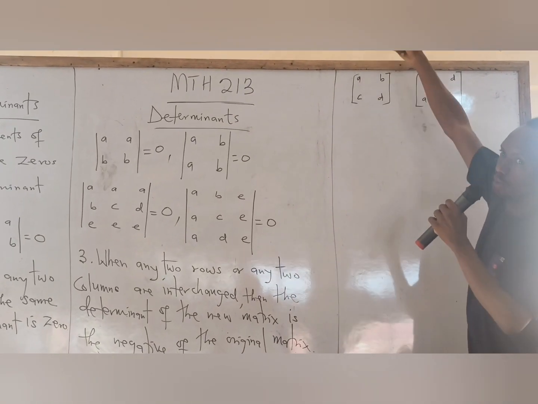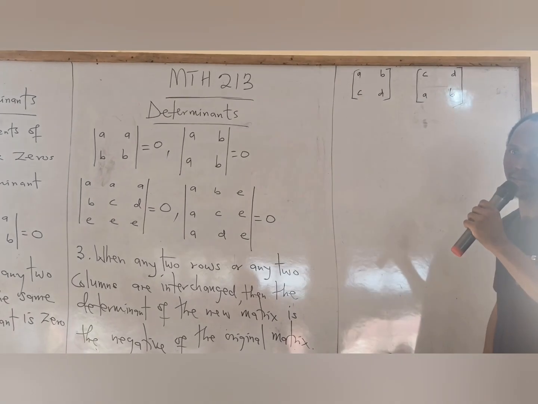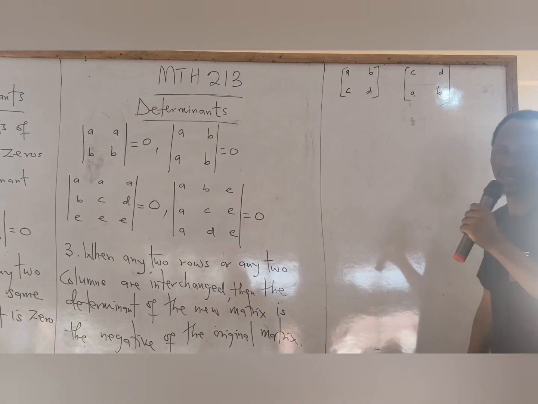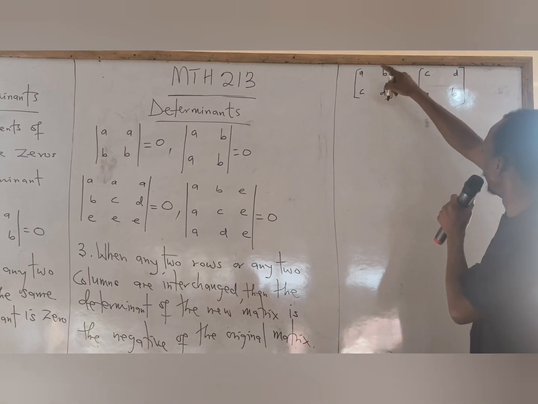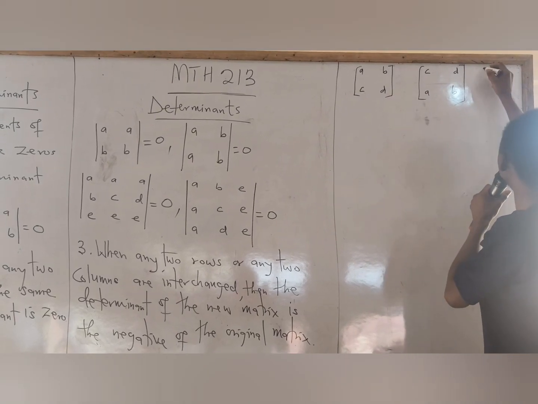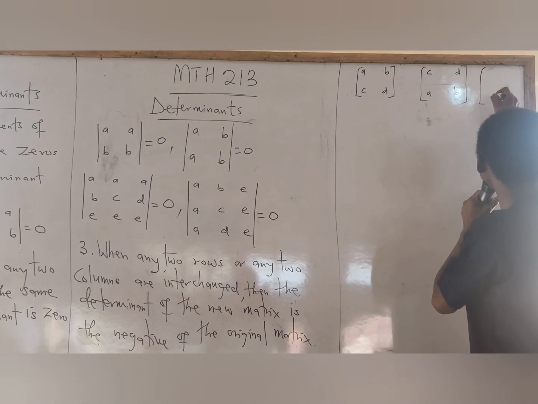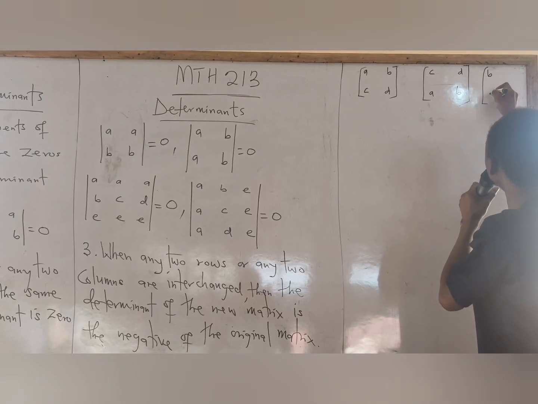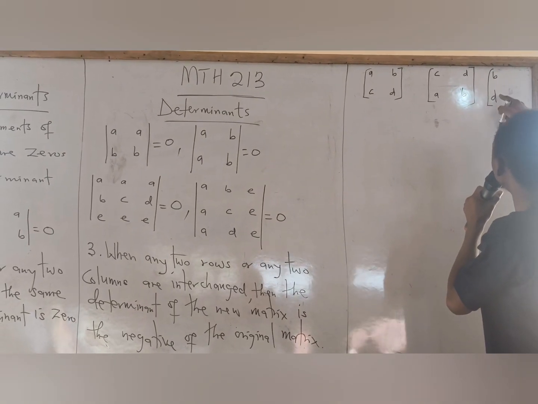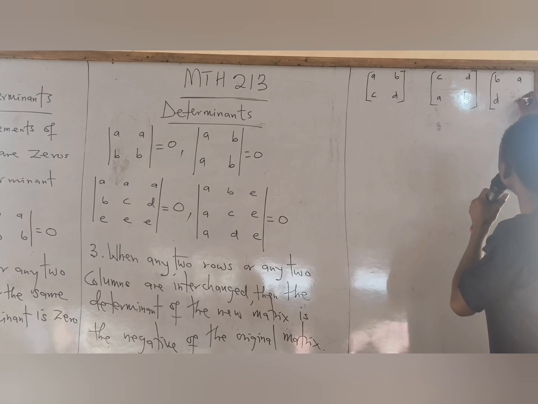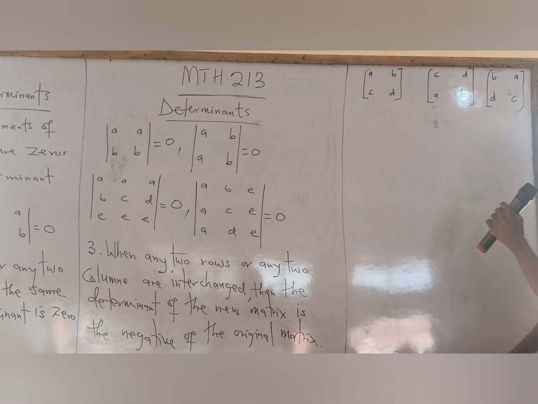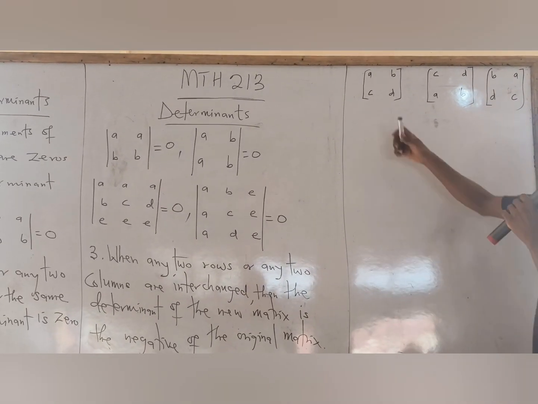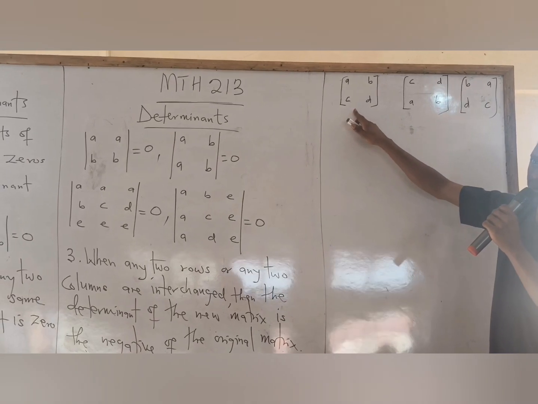Interchange. Send this one up, bring this one down. Do you understand? That's the meaning of interchange. So we have interchanged rows. Now let's interchange columns. If we interchange columns, what do we get? B, D, A, C. Do you understand what we are doing? This is the original matrix. Is that not it? Original matrix.